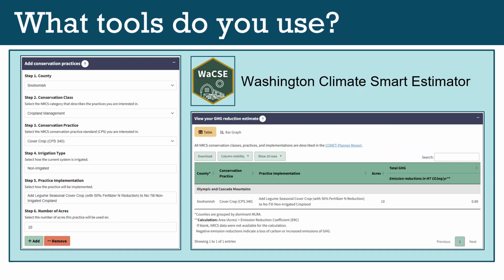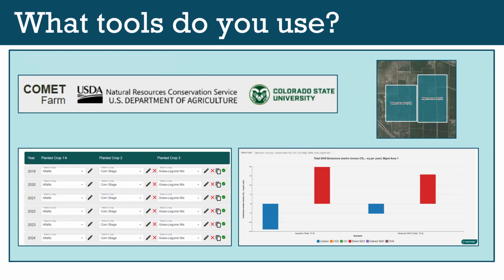Another option available to planners is the Washington Climate Smart Estimator. This tool is built on the Comet Planner data and models, but has a user interface that some may find easier to navigate. The third option is Comet Farm, which allows planners to provide much more detailed estimates of carbon sequestration and mitigation, but requires planners to get much more detailed management history from the farmer. Within Comet Farm, planners are able to compare several different management scenarios, allowing you to provide the farmer with more comprehensive information about potential management strategies.